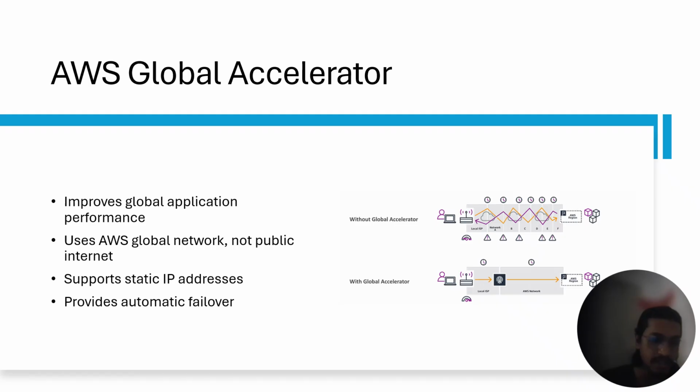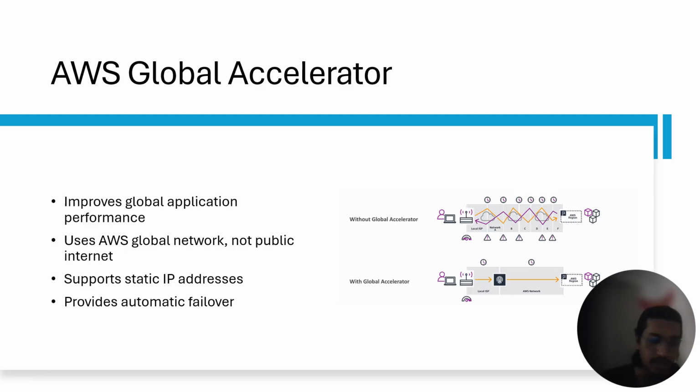Okay, let's move towards the Global Accelerator. AWS Global Accelerator improves the performance of a global application by routing traffic through the AWS global network instead of the unpredictable public internet. It assigns static IPs to traffic, making the application more stable and resilient. If a region becomes overloaded or unhealthy, Global Accelerator automatically reroutes traffic to the nearest healthy endpoint.